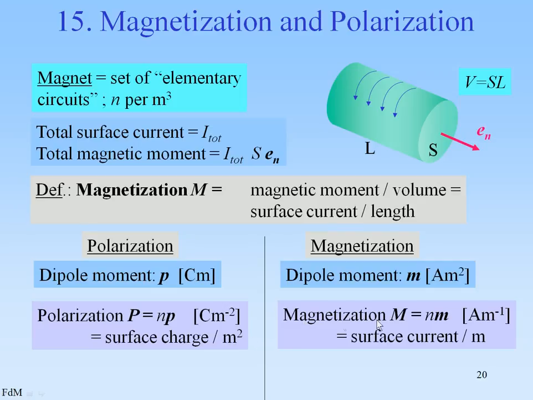And the magnetization M is the number of elementary circuits per cubic meter, so the number of coils per cubic meter, and that is given in ampere per meter, and can also be written as the surface current per meter.